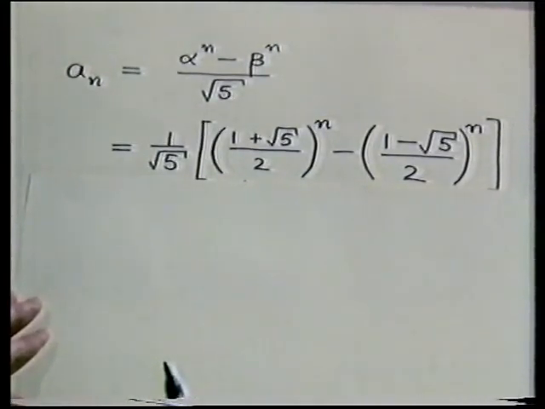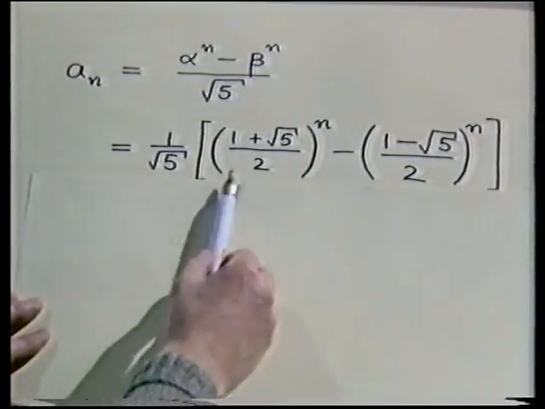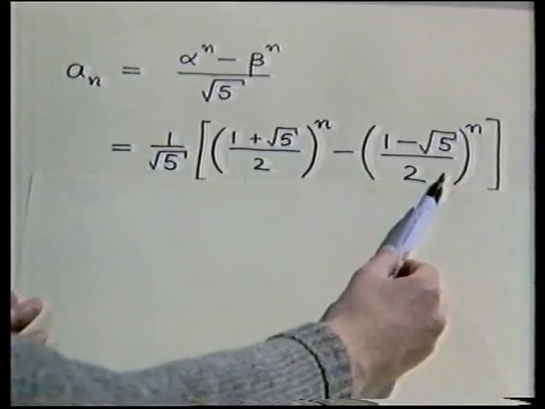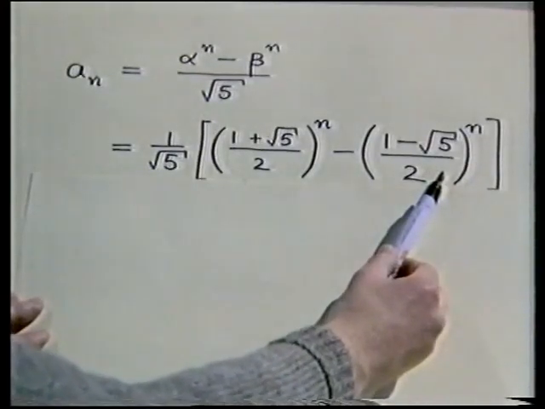Now that's rather a surprising result, because remember what the terms a n are. a n represents the number of pairs of rabbits in the nth month, and so a n will always be an integer. And it's not at all clear that an expression of this form will always represent an integer.